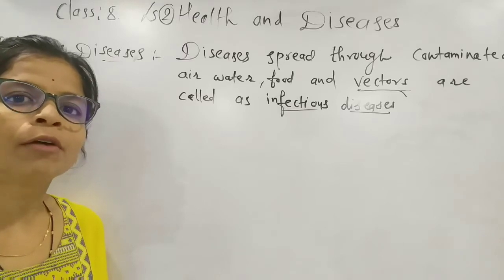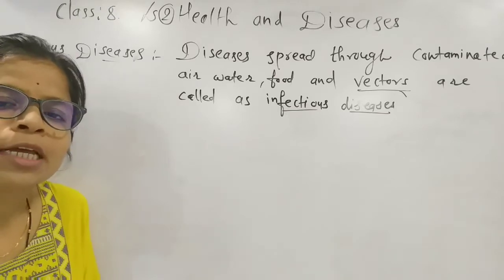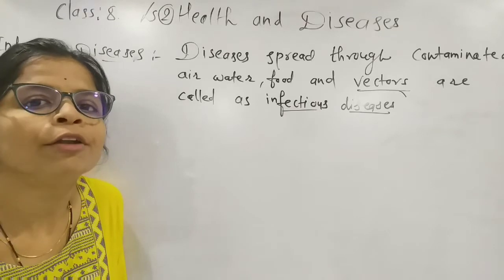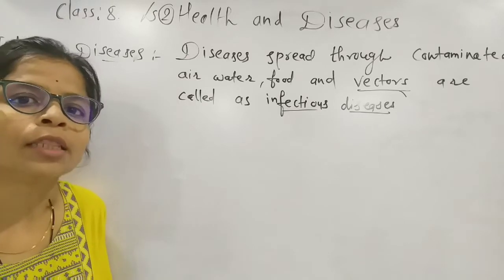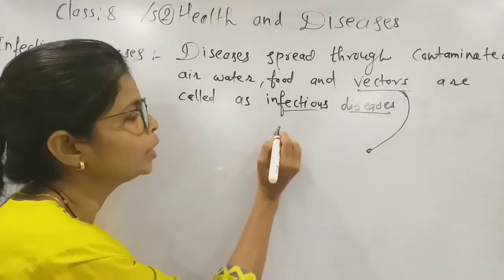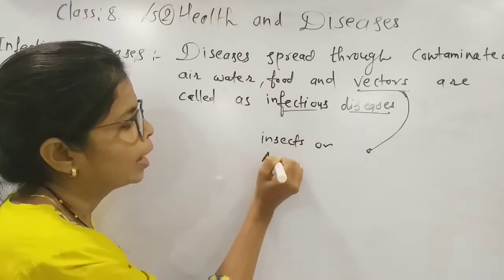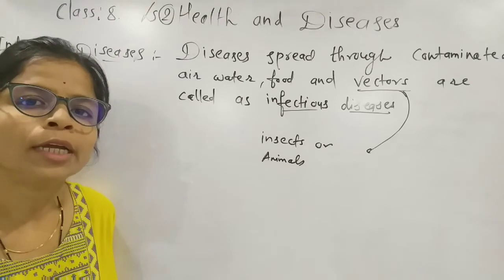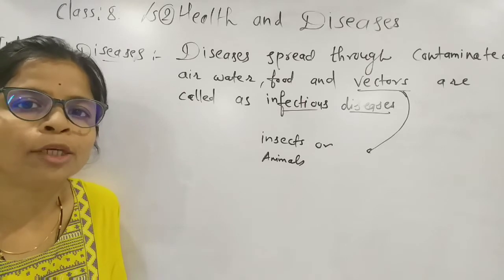And we ended our lecture with infectious diseases. Now, what are infectious diseases? The diseases spread through contaminated air, water and food. And the medium of spread of disease are the different vectors. Now, what are vectors? Vectors could be insects or animals, by means of which the disease gets spread from an infected person to a healthy person.